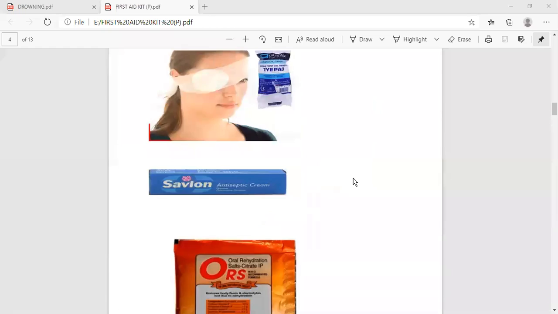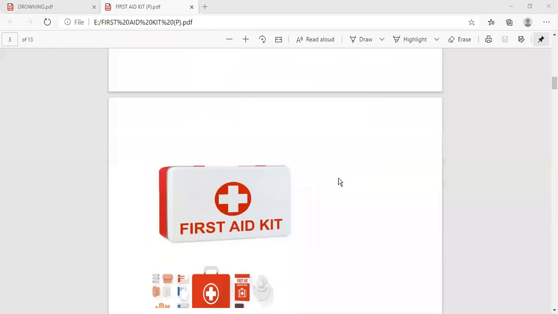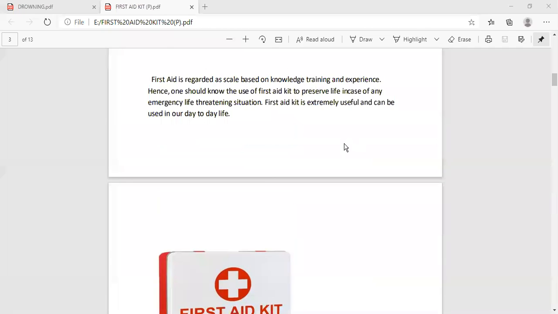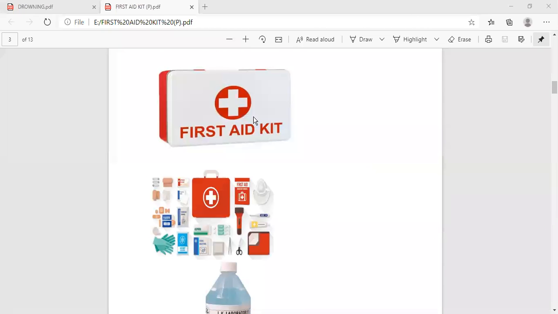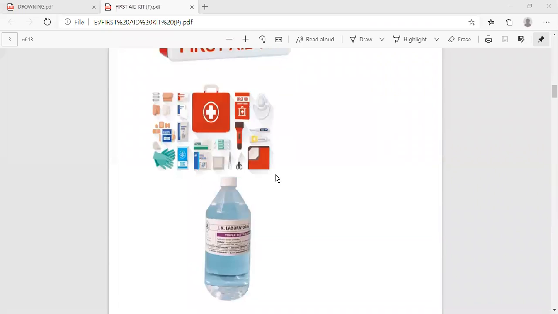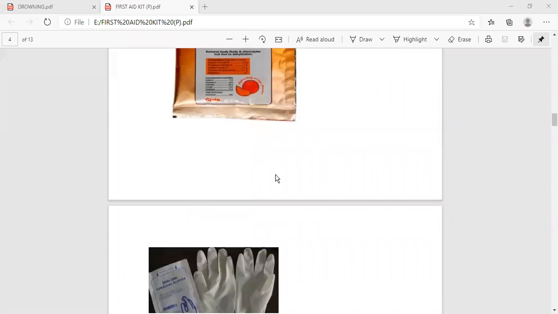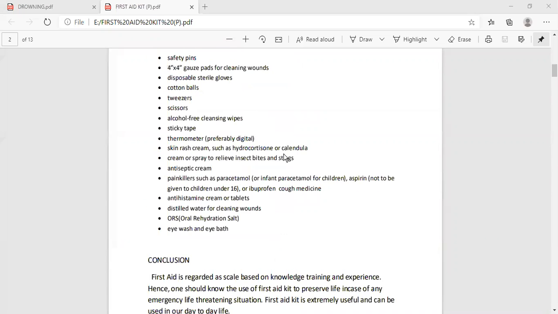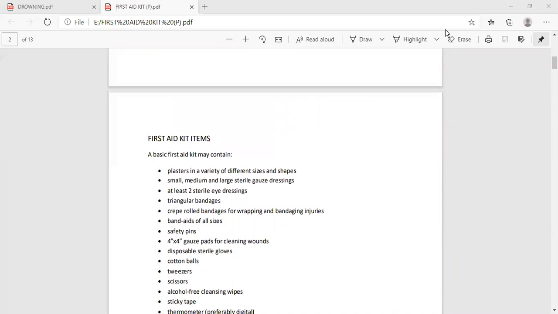So these are the items that are required in a first aid box. This is your first aid box, and these are the required items that need to be present in a first aid kit box. All of this you will have to draw in your practical copies. I will send it to you. You have to draw this in your practical copies.